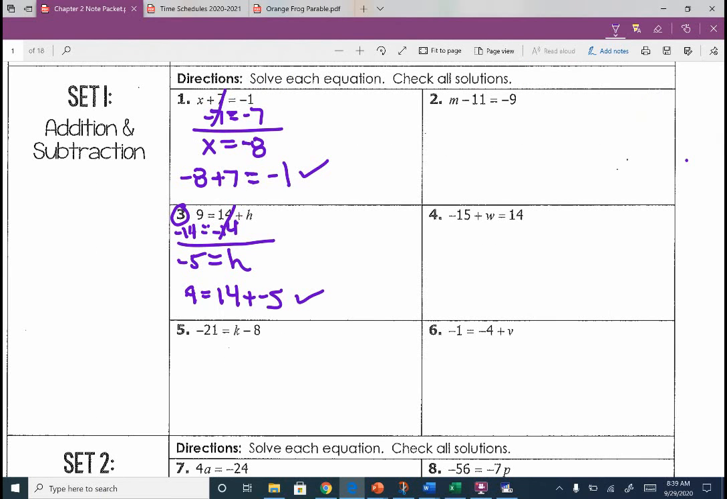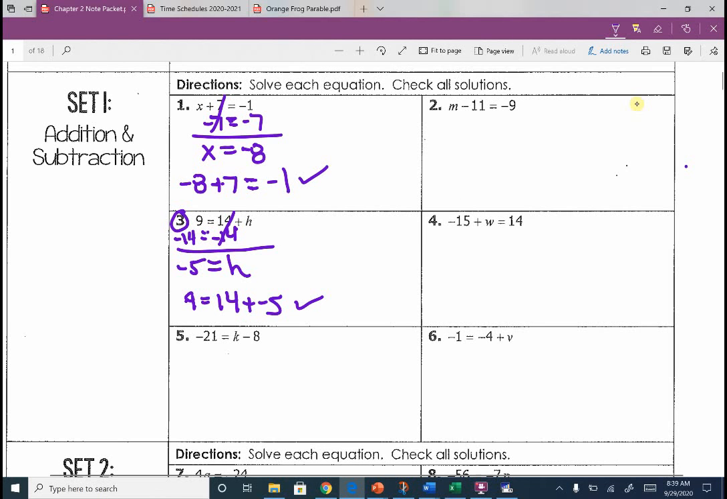Just to make sure you're on the right track, guys. For question 2, minus 11, my inverse is addition. Negative 11, positive 11, we get a 0 there, so we're left with m. Negative 9 plus 11 is 2.